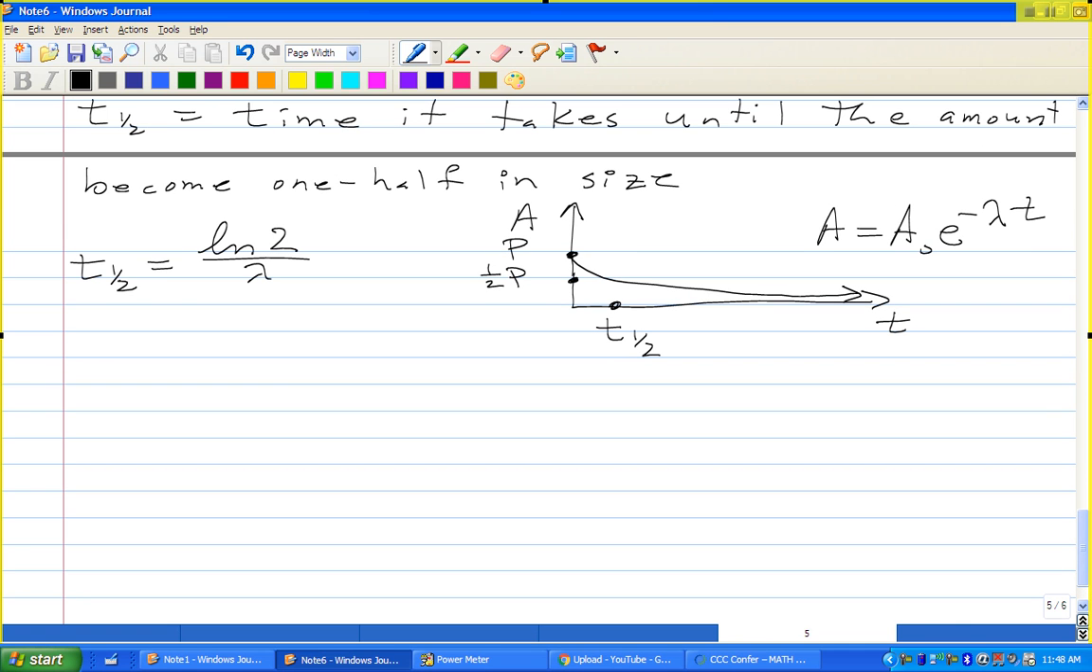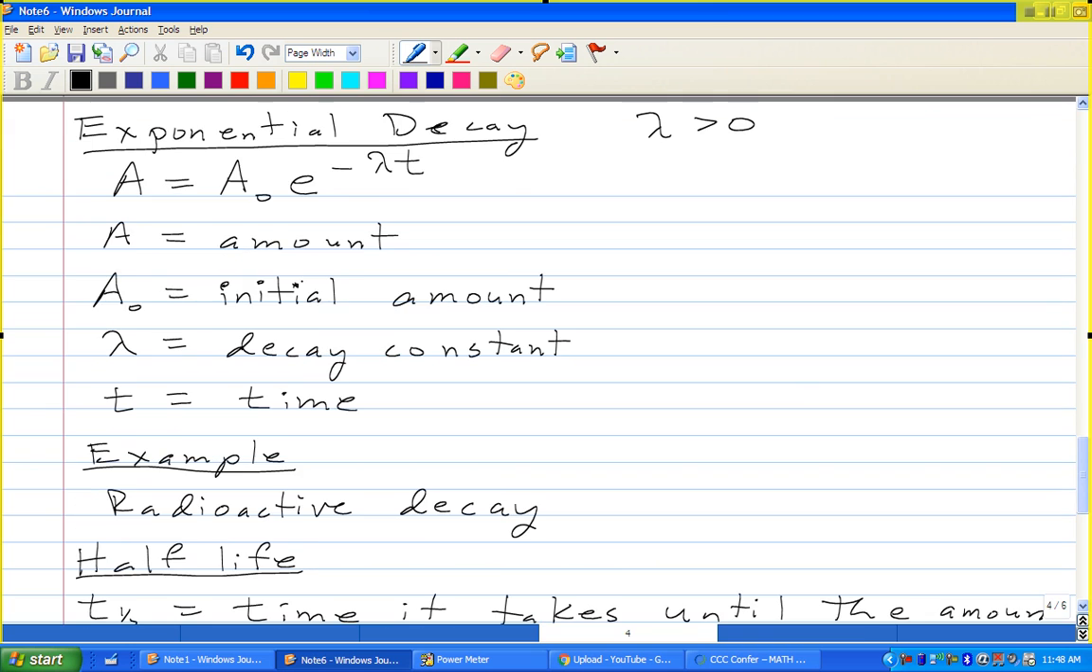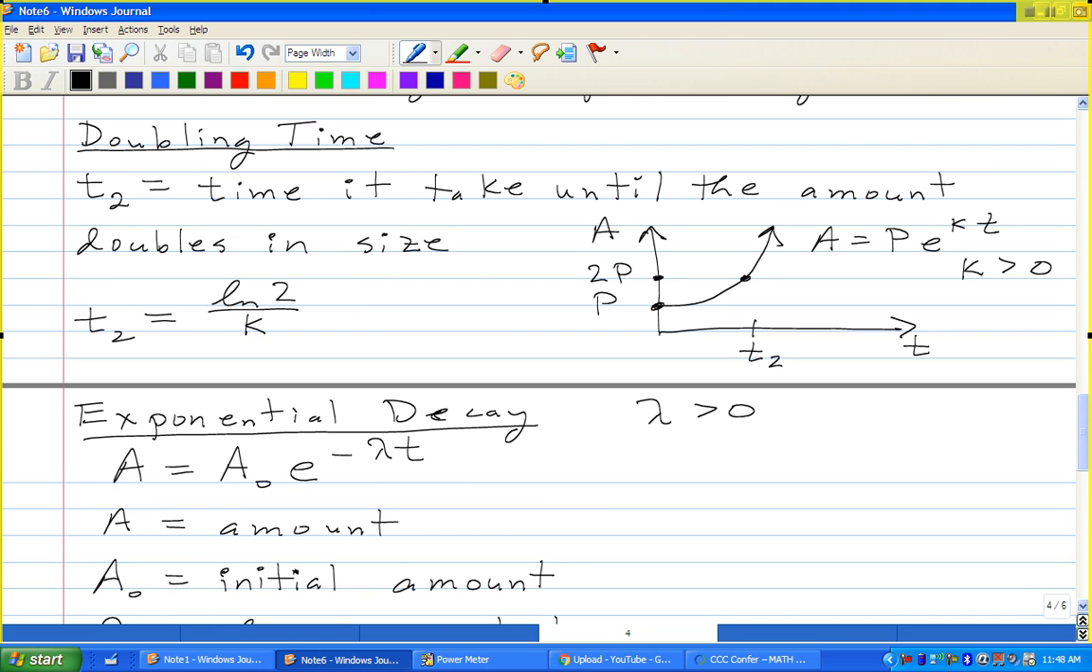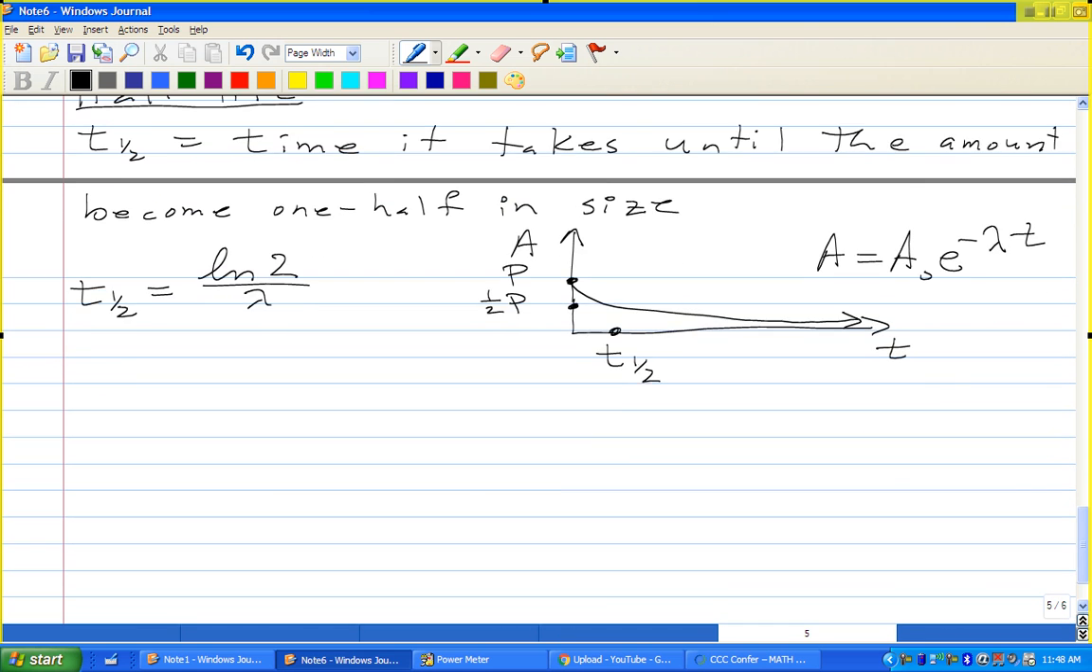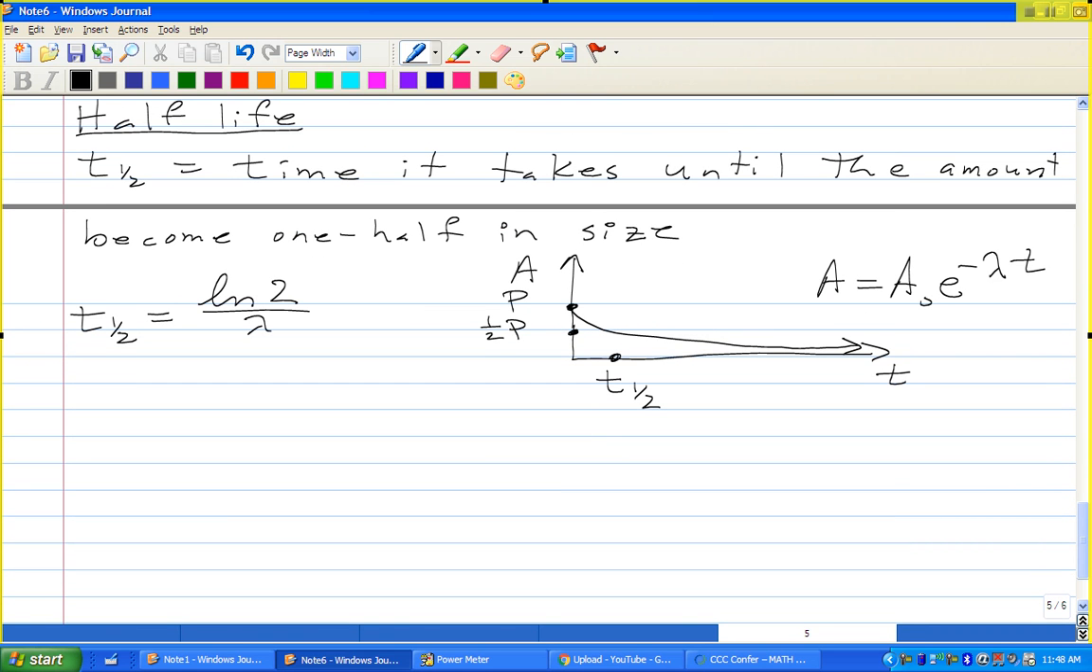Of course, if we want the tripling time, it would just be ln 3 over k. If we wanted the one-third time, it would be ln 3 over lambda.